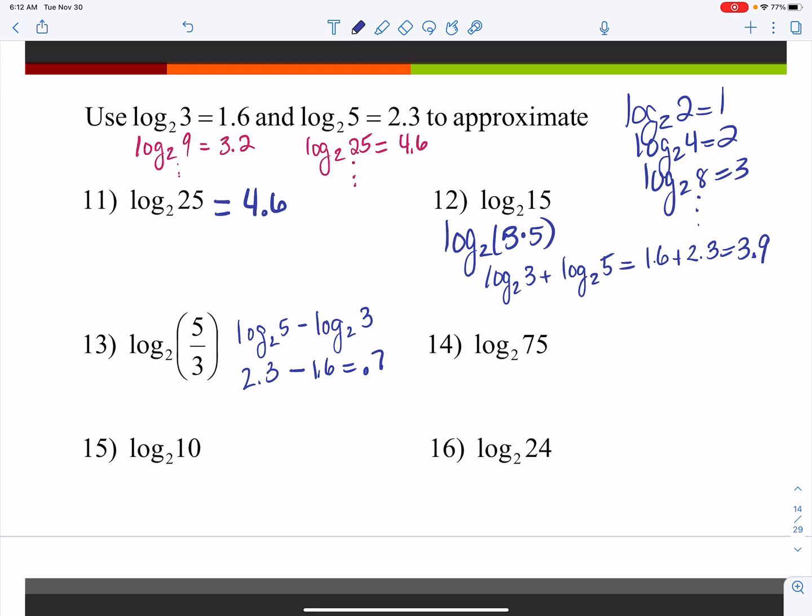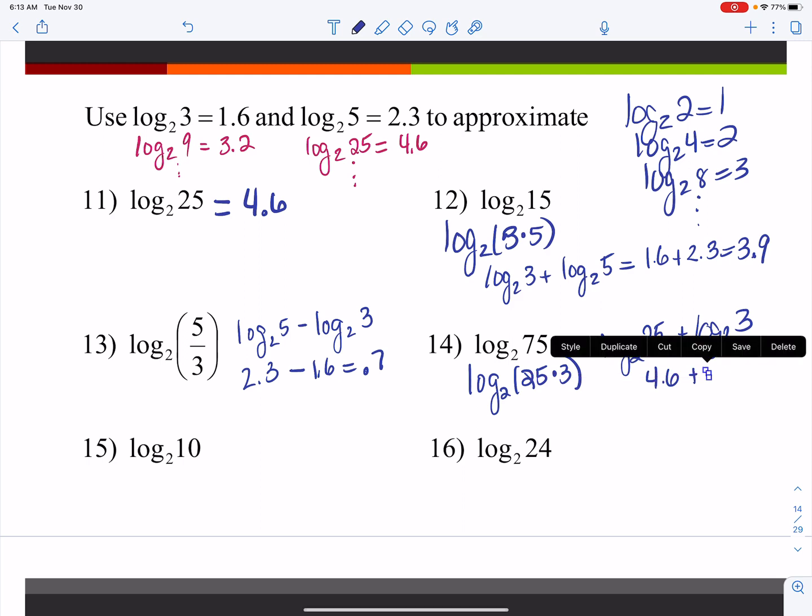75, that one was a little tougher, but 25. That's what I would have used. But some of you out there might have done 15 and 5 because you also know that one too. For some reason, my mind saw 25 times 3 first. So this would have been 25 is 4.6. 3 is 1.6. Sorry, I almost wrote the wrong thing. So that's 6.2. Okay. The log base 5 of 10, now you have to use the ones we know.